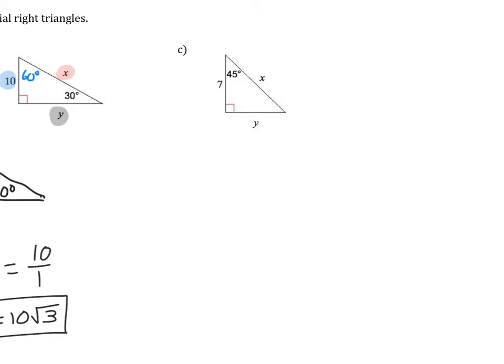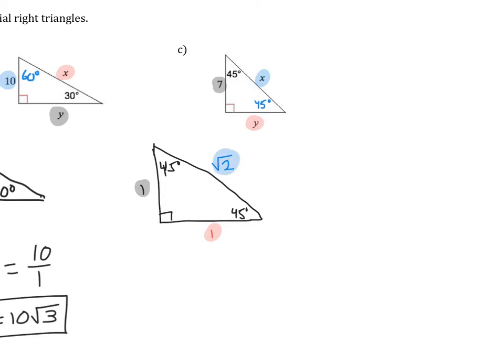Okay, let's look at this next one. So here you can see that we have a 45, 45, 90 triangle. And so that means we're going to draw our own. Again, I'm going to make it look as similar as possible. 45, 45, and 90. Okay, so we know for 45, 45, 90, these both have lengths of 1, and this has a length of square root of 2. So again, we can match up the corresponding sides. So 7 goes with 1, y goes with 1, and x goes with root 2.